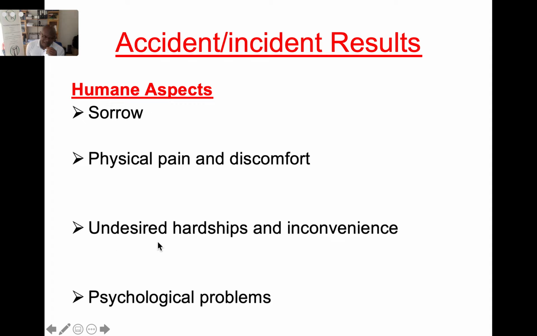Okay? Undesired hardships. The guys maybe lost their legs or broken their back. They can't work anymore. When they leave the hospital after months and months on end for treatment, what's going to happen when they come out? Are they still going to go back in their same position? It's a problem. It's a challenge. Okay? So now that employee in a wheelchair now must endure hardships because not employed. Okay? Inconvenience for the family members, your kids, your wife.